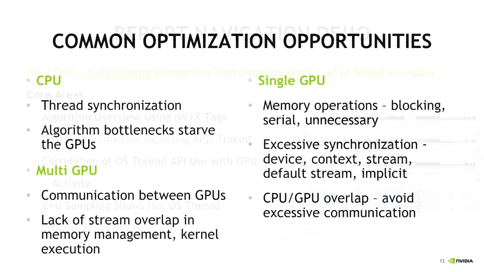Okay. So as John goes through his explanation of how he used the tool, he's going to run across a lot of different optimization opportunities. And these are some of the things that you can find with this tool. You're going to see things like thread synchronization, where the synchronization algorithm is causing threads to slow down. You're going to find things like hot code in your CPU with sampling, and when you're operating on a single GPU, you might have memory operations that are blocking or serializing your GPU, or just unnecessary altogether.